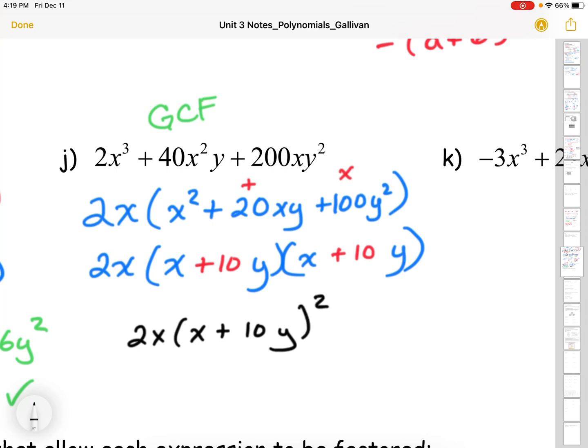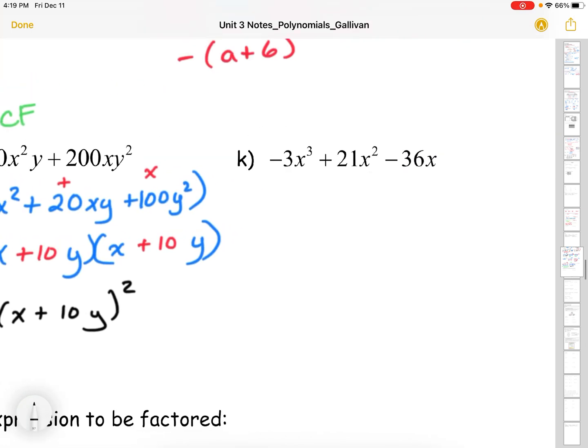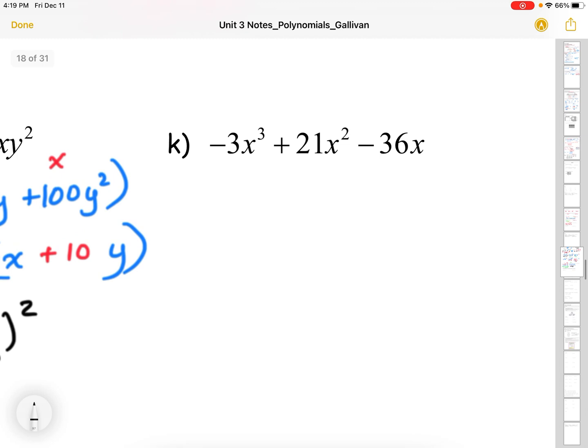But look, that's a perfect square, so I can write it like that. You don't have to, but it is. If you want to check that one, like we did the last one with FOIL to make sure that it works, please do so. Okay.